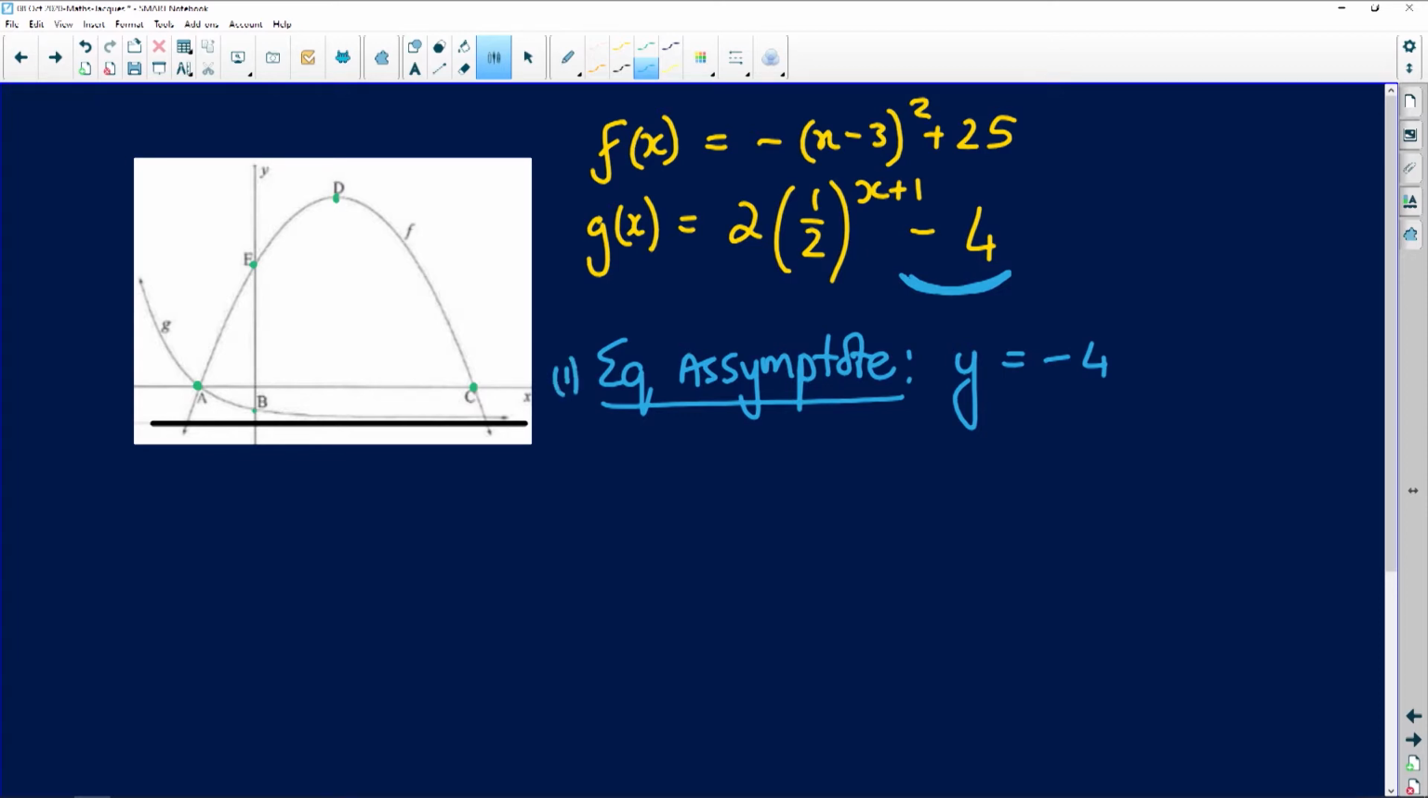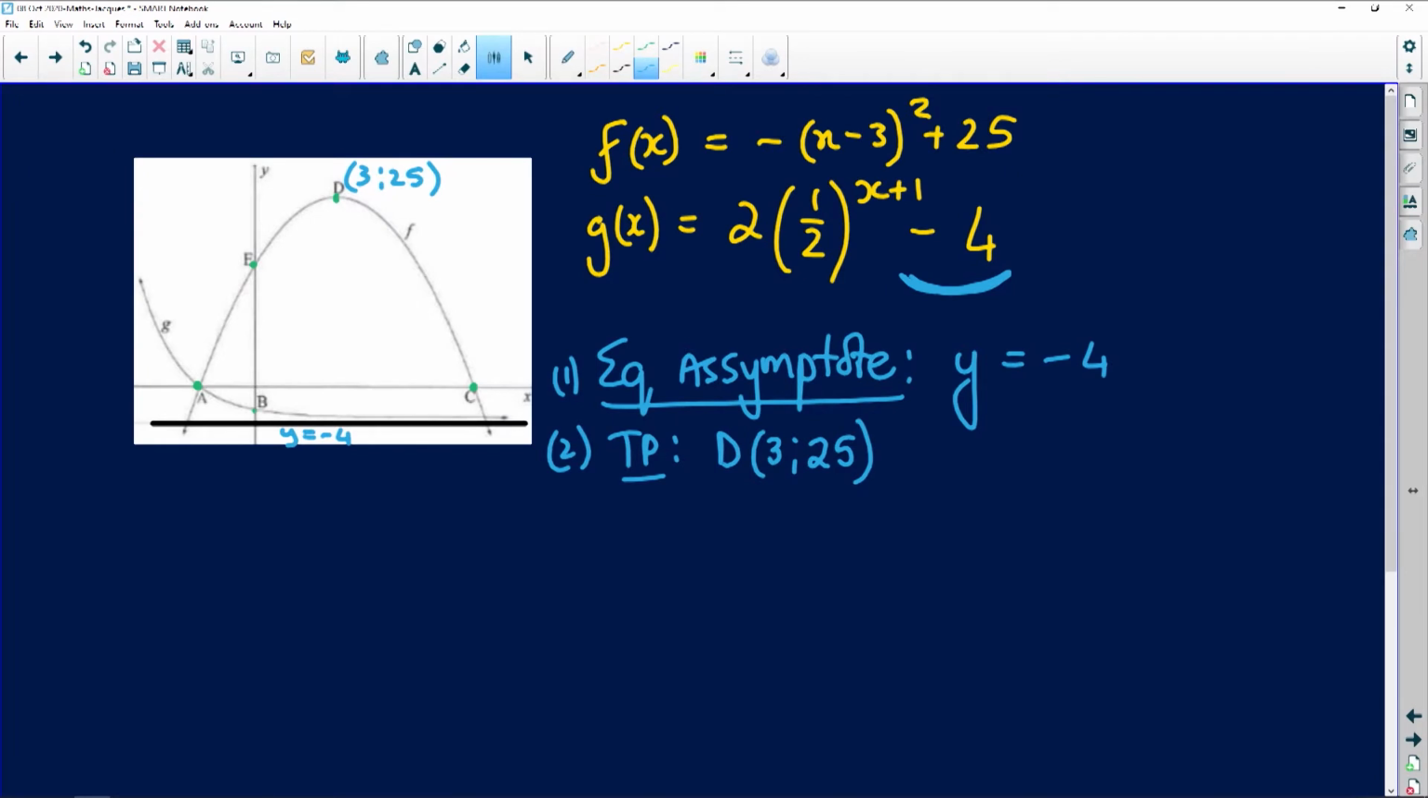So the second part is for 2 marks. Remember the sign change over here. The turning point lies at point D, and it has an x value of 3 and a y value of 25. So that's the point 3 and 25. And this is the line y is equal to -4 if we need it. Always remember, transfer the information back onto your graph.